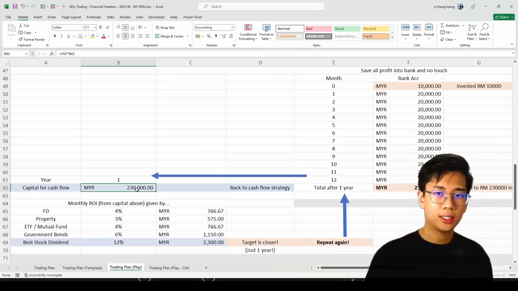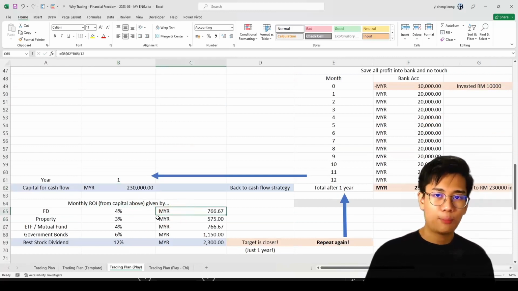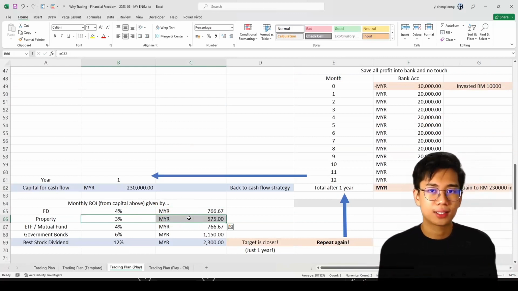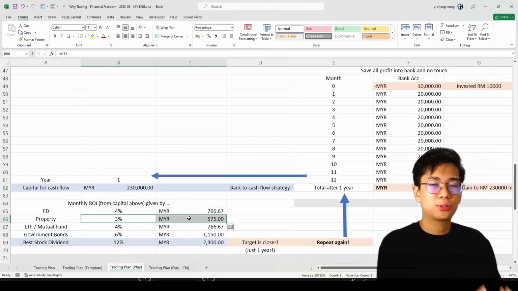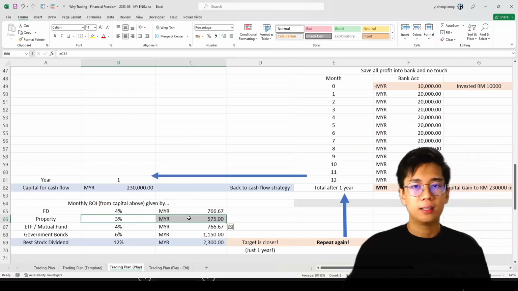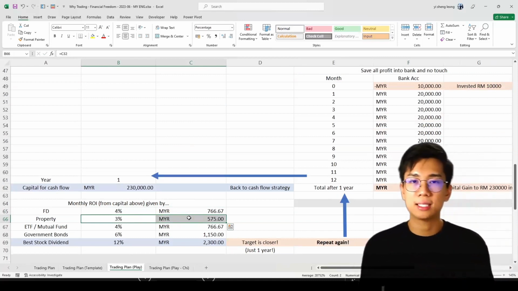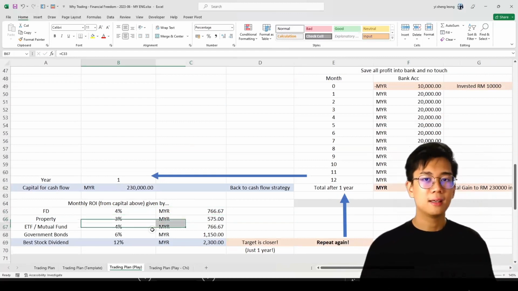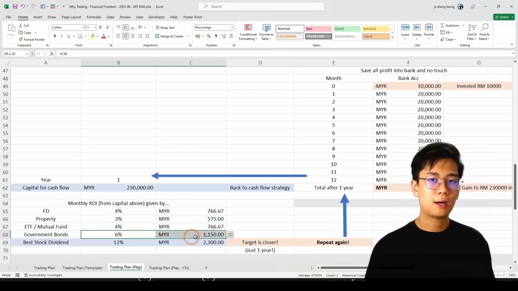Then 1 year, 230,000 put into fixed deposit, you can make this much. Put into property, you prefer to buy property because you want to change to a new house and rent out the previous house to a renter, for example. And your renters can give you some rental yields, you can profit from that. Nah, renters too mafan. Go for mutual fund, or you put into government bonds, put into banks' dividends.